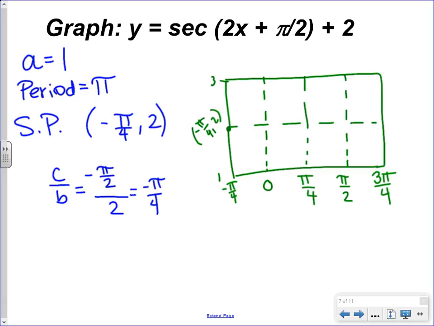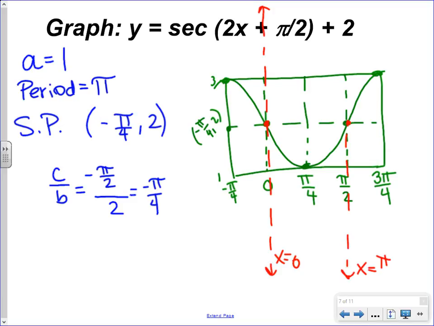Since we're drawing secant, we need to imagine a positive cosine graph. Okay? So very lightly, you can draw in a positive cosine graph. And if you want to visualize it in your head and not draw it, that's fine too. Okay. All right. Now we need to take any place where our curve hits this center line in our frame, and that is where we are going to draw in our asymptotes. So we will have asymptotes at x equals 0, and here again at x equals pi over 2.